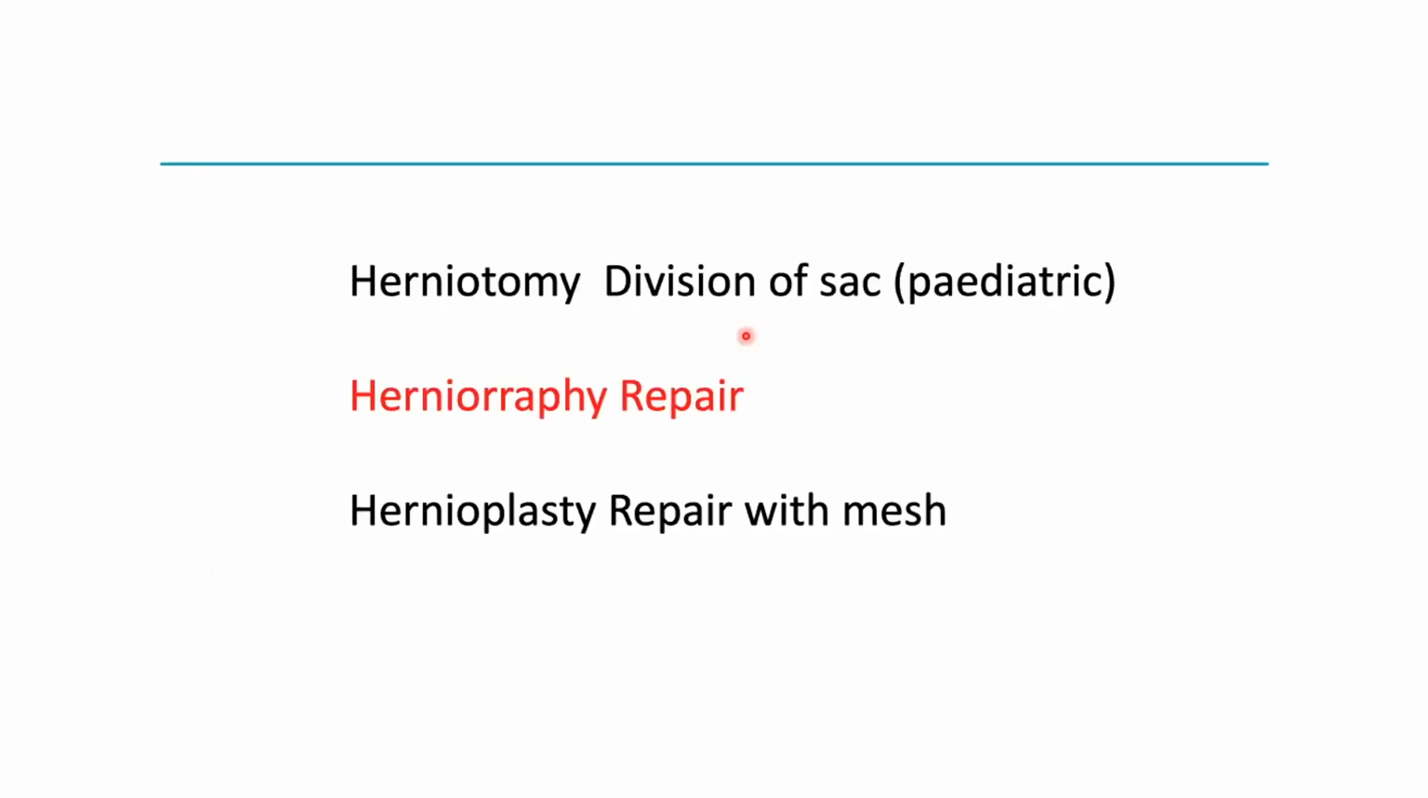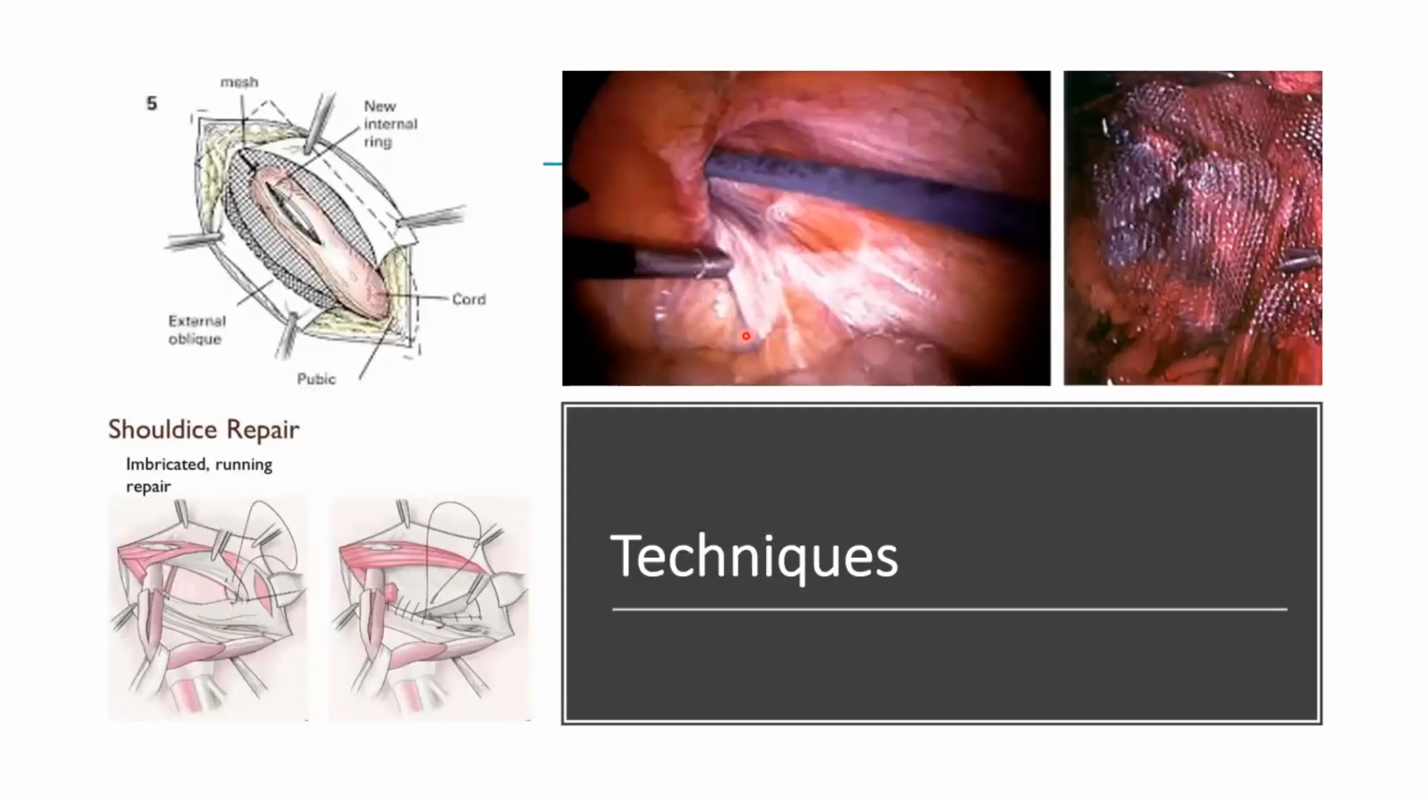A few words just to remind you: herniotomy is division of the hernia sac, and that's only something that you do in pediatric surgery. Herniorrhaphy, orrhaphy is repair, or hernioplasty, repair with a mesh. Generally, we would say herniorrhaphy. I've come to the end now.